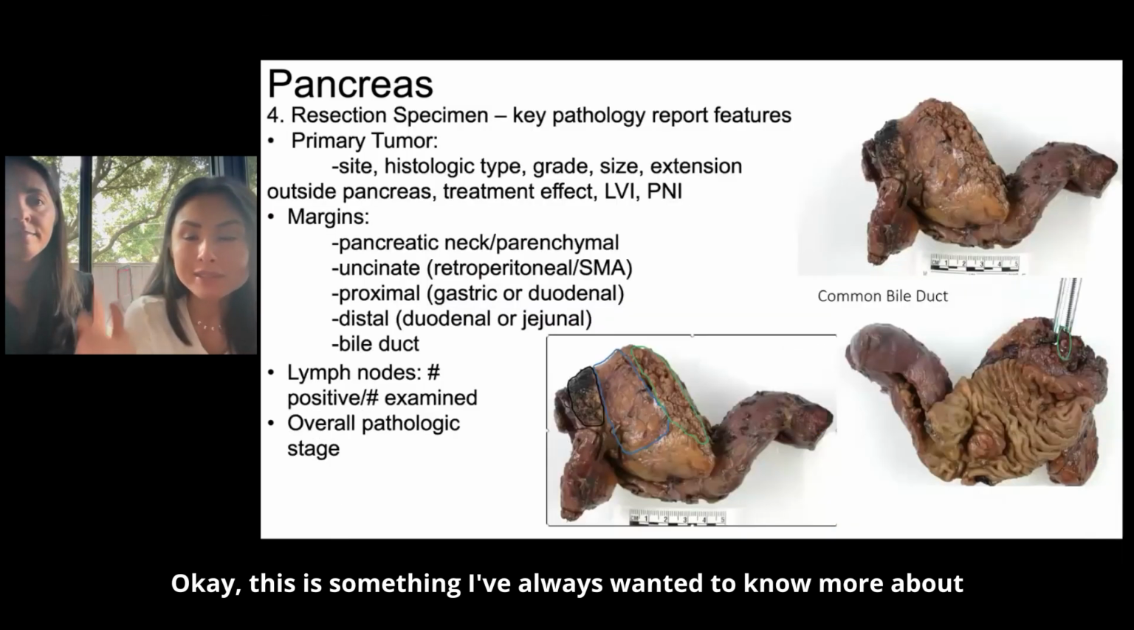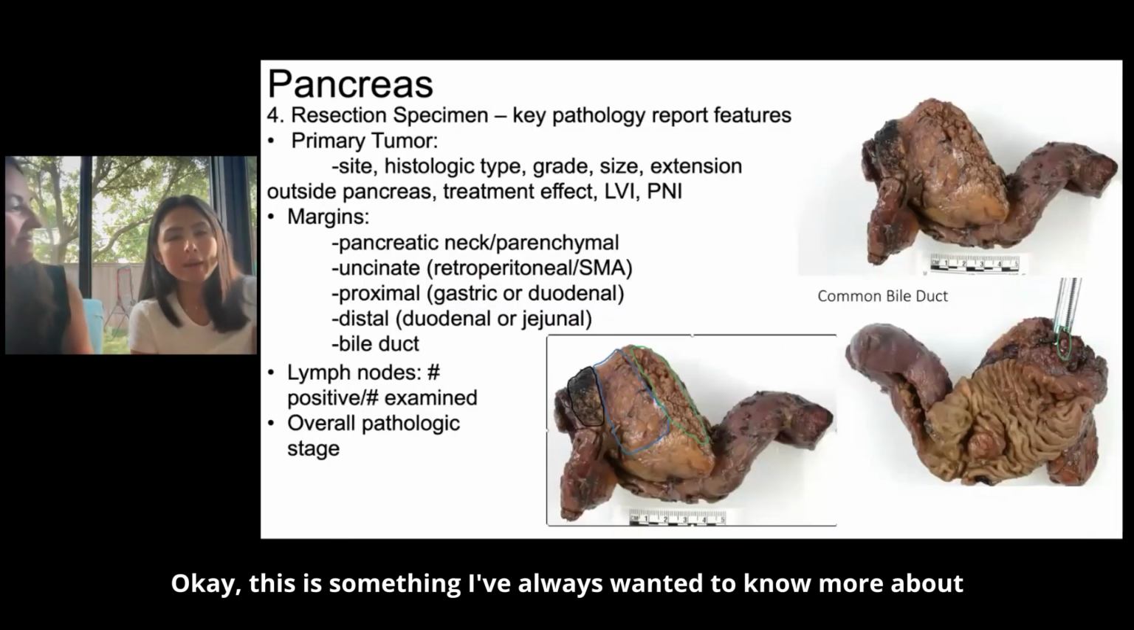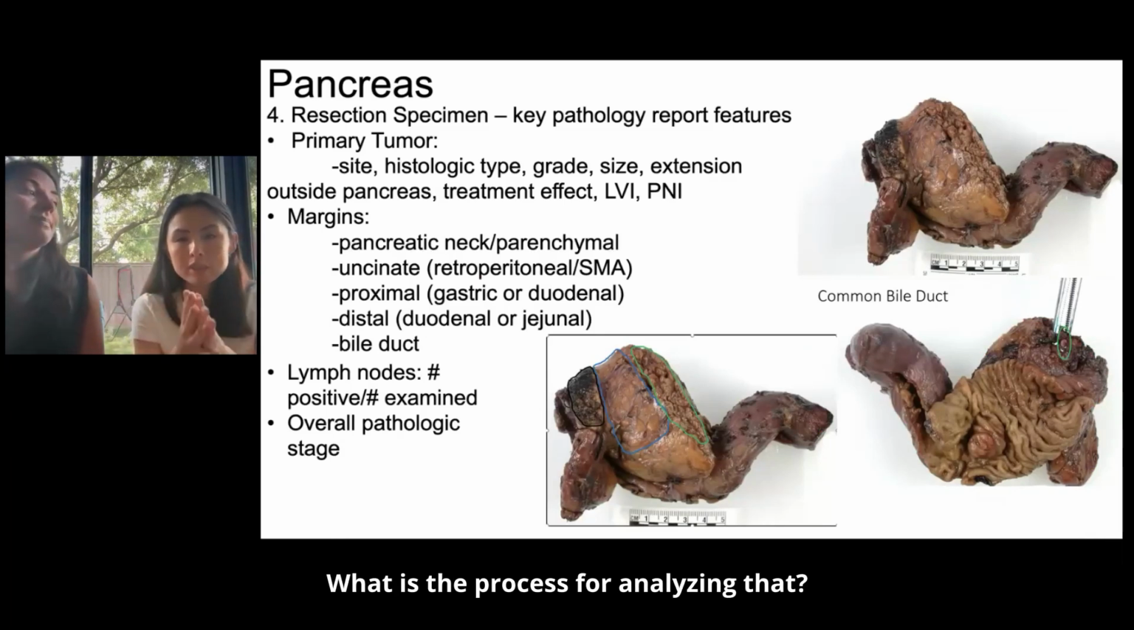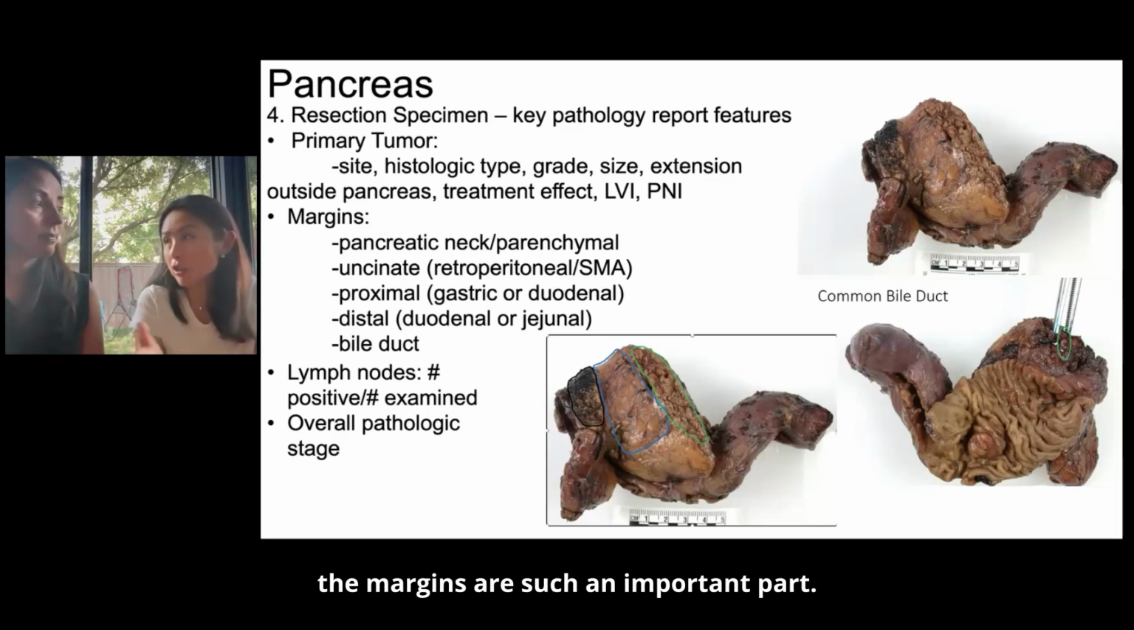This is something I've always wanted to know more about: when you get a Whipple specimen, how are you looking at the margins? What is the process for analyzing that? Because obviously in pancreas cancer, the margins are such an important part.